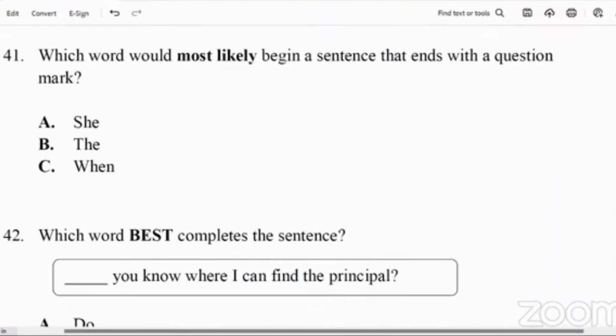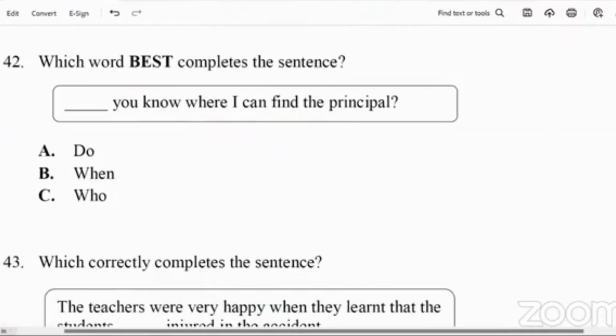All right, question 41. Which word would most likely begin a sentence that ends with a question mark? She, they, or when? Okay, when, where, why? Those are all words that can be used to begin sentences that would end with a question mark. So the correct answer is when. C.